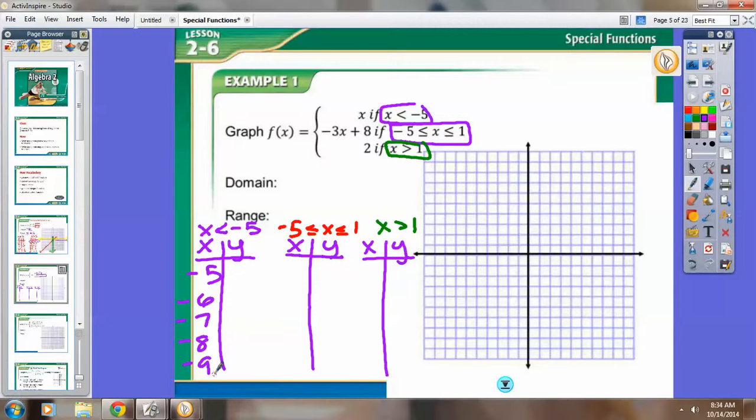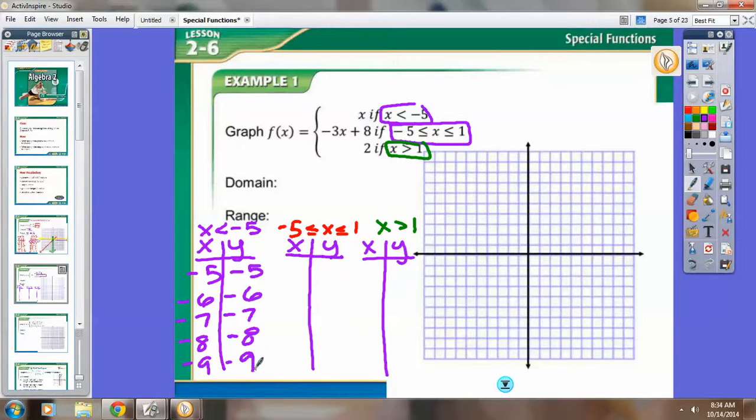If I put -5 in for x, what am I going to get out? -5. If I put -6 in for x, what am I going to get out? -6. If I put -7 in, what am I going to get out? -8? -9?